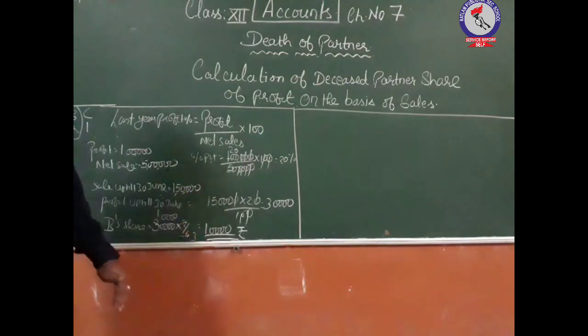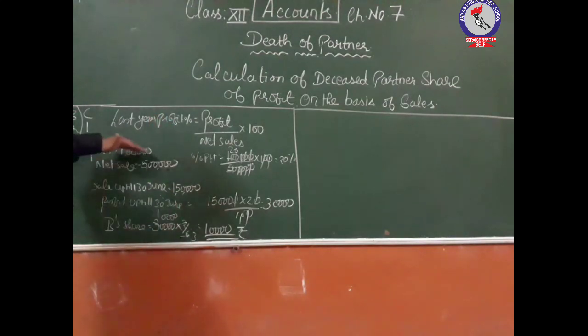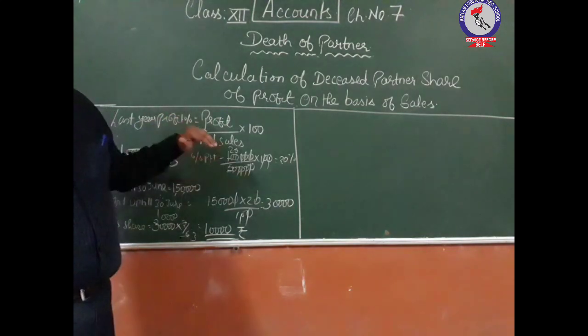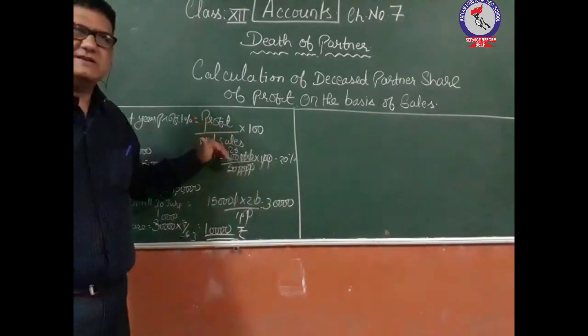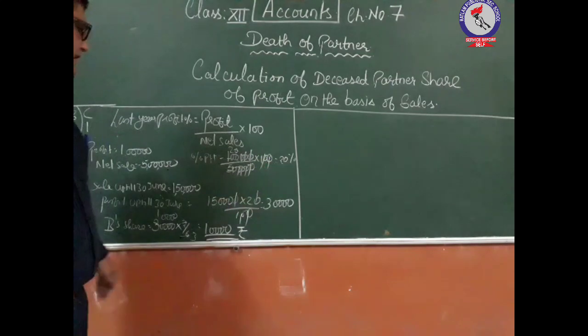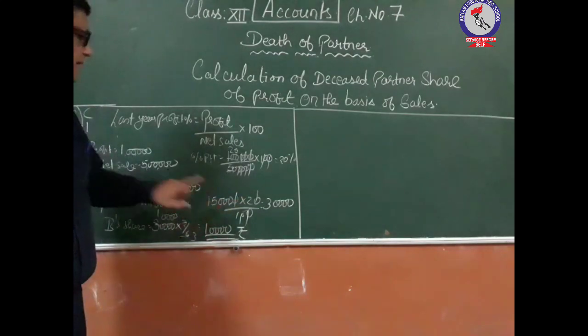This amount, 10,000 rupees, will be taken by B as a share of profit. So this is one of the ways through which we can calculate the deceased partner's share of profit. First, we find out the profit percentage of the last year on the basis of the sales and profit given, and then on the basis of that percentage we find out the total profit on the sale given up till the date of the death of the partner.